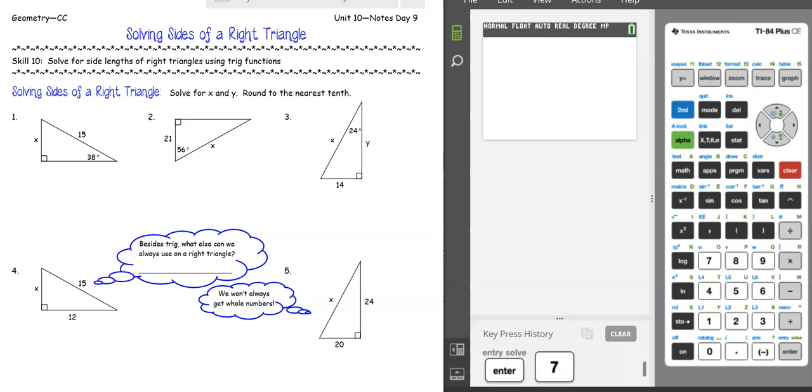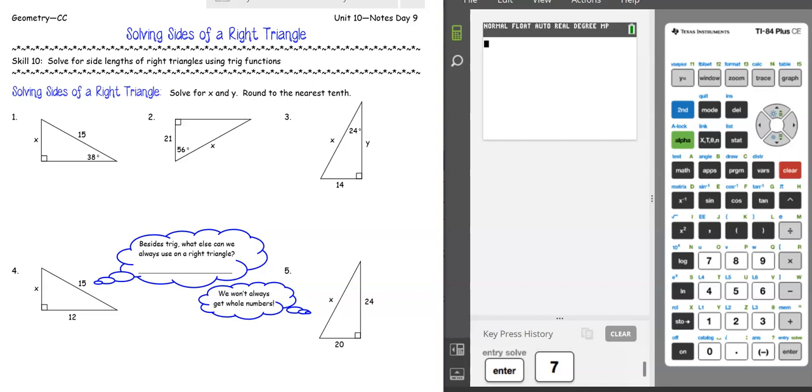Hey guys, today we're going to expand on what we talked about yesterday. Basically, what we did yesterday was we solved trig functions. So today we're going to find missing sides of trig functions. Okay, so it does say round to the nearest tenth.